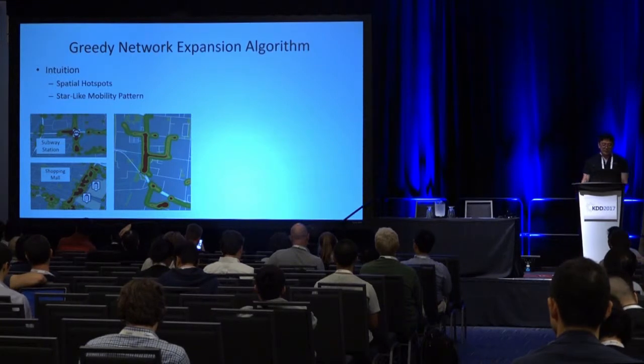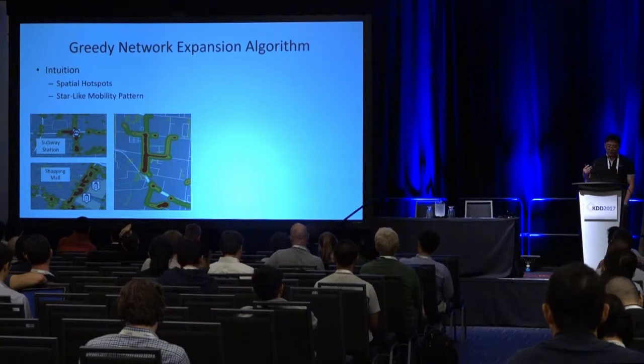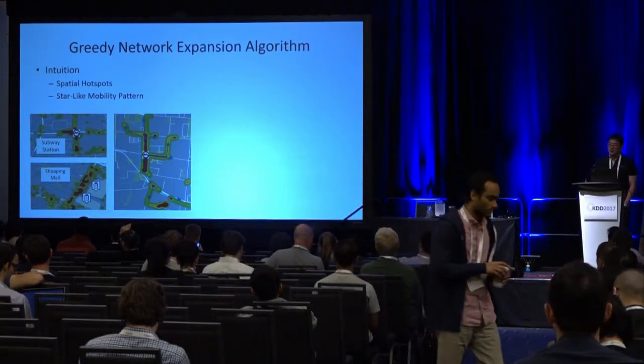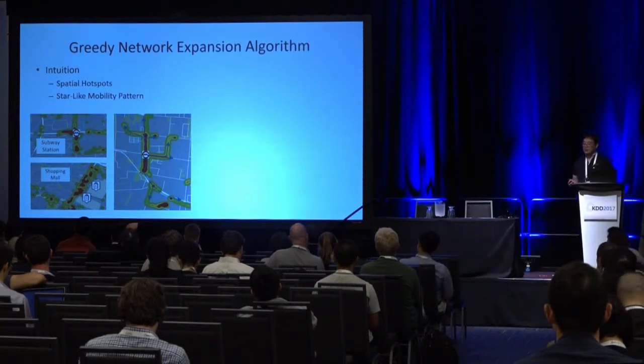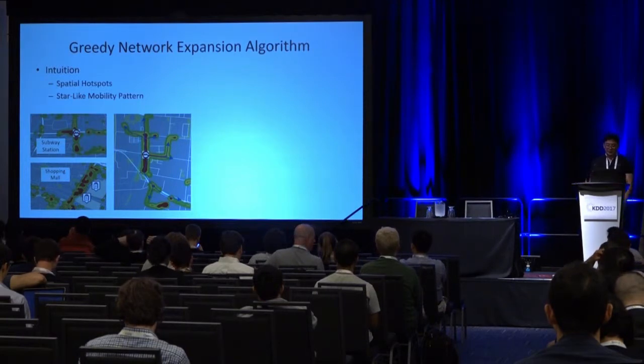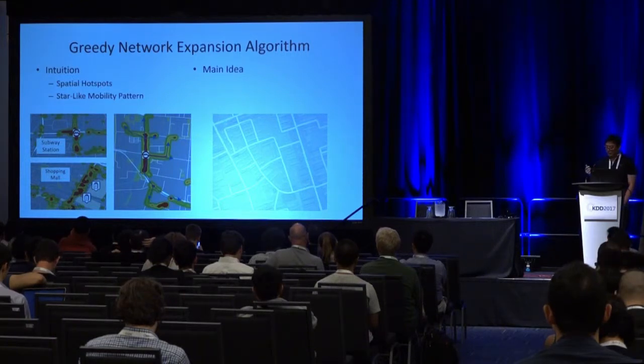And another observation is that we check the detailed mobility pattern around these hotspots. They always have these star-like patterns. They either originate from one common location and fan out to different areas, or they come from different areas and go to the same destination. So the main idea we have for the greedy network expansion is very simple.